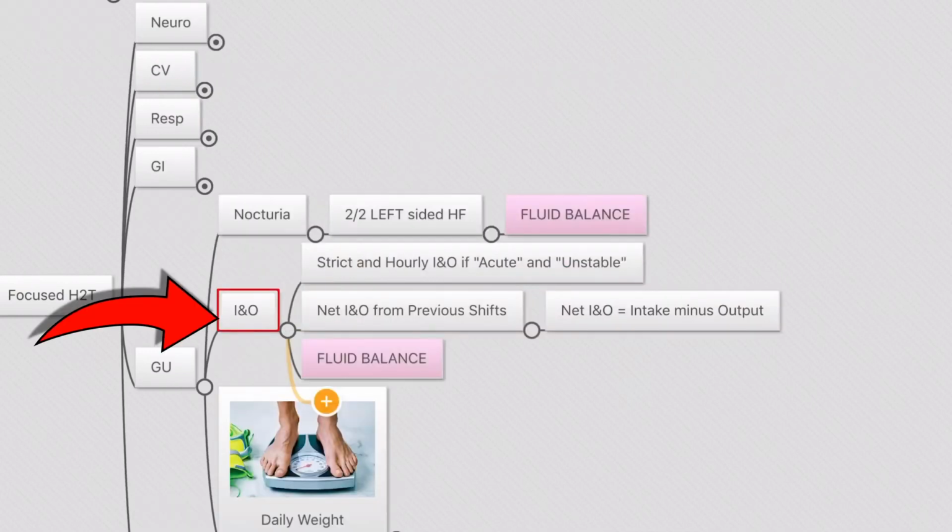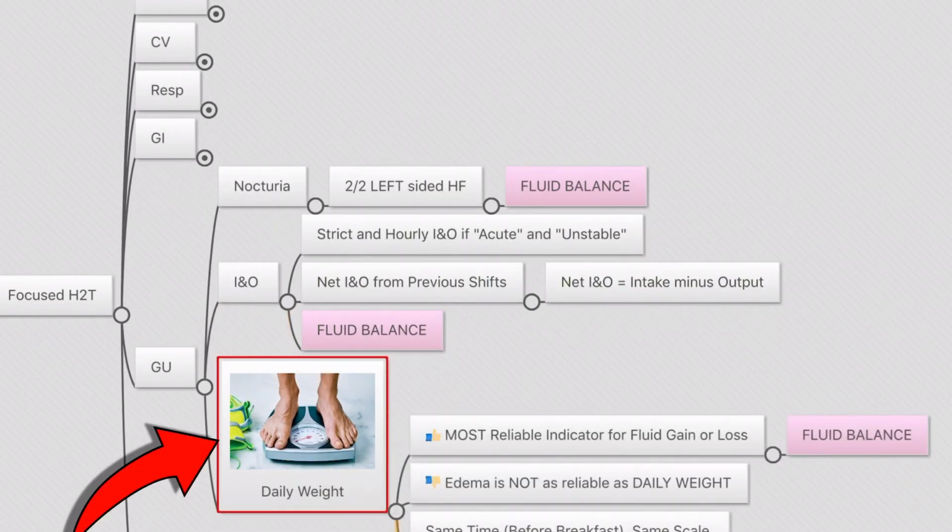You want to monitor strict I&Os, so strict and even hourly I&Os if the patient is really acute and unstable. Now, in order to measure the net I&O from the previous shift, you need to make sure that you use the intake minus the output. Daily weight. Now, daily weight is the most reliable indicator for fluid gain or loss. So when you see a question in NCLEX or in an exam, you want to always think that in order to determine fluid balance, daily weight will be the most reliable indicator.